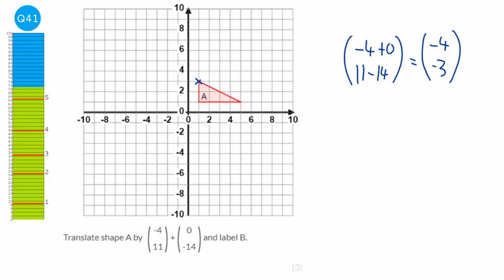Then I'm going to pick a point on my shape. The top one tells us how far right we're going. So we know we're going 4 to the left because it's a negative. So we're going to go 1, 2, 3, 4. The bottom one tells us how far up we're going. Well, it's going to be down because it's a minus 3. So 1, 2, 3. And we can do that for each of the other points. And when we've done that, we can join them all up with straight lines and label the new shape B.